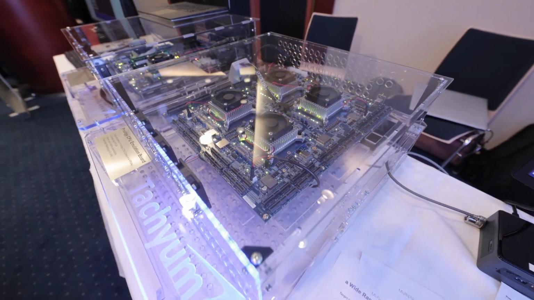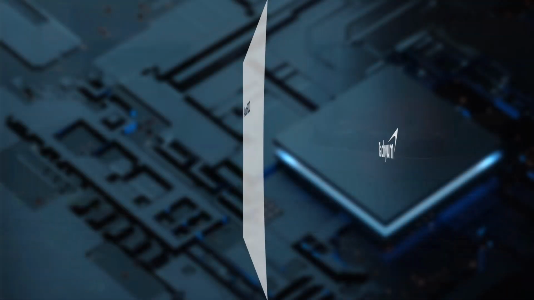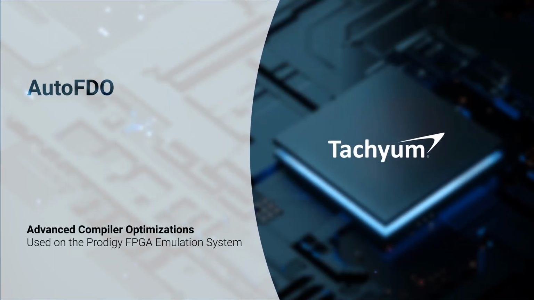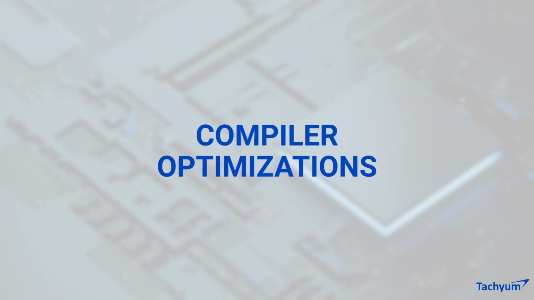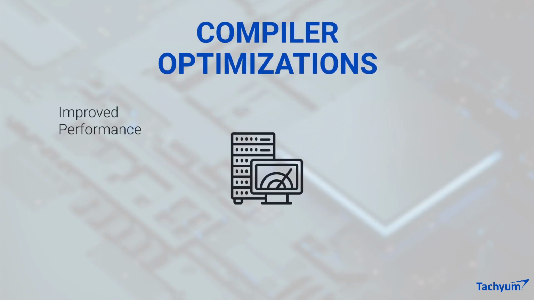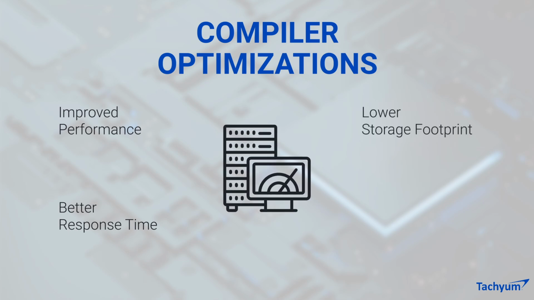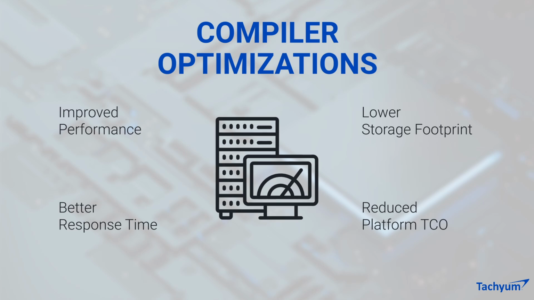Today we're going to showcase our latest milestone by demonstrating hardware-assisted sampling running on our Prodigy Universal Processor FPGA emulation system being used for advanced compiler optimizations. Compiler optimizations are critical for improving performance, response timing, storage footprint, and platform TCO for a wide range of modern computational workloads.